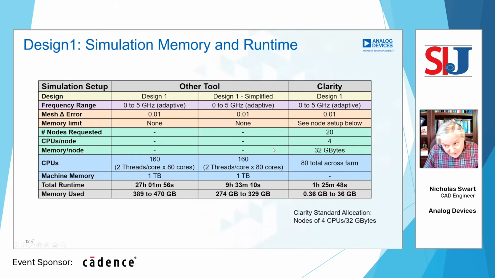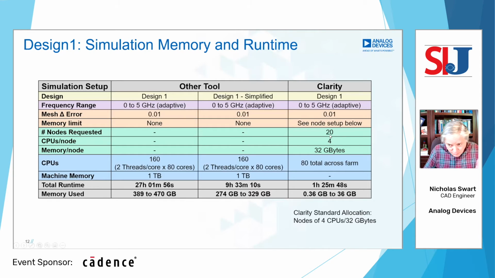Now, turning to Clarity, in the case of Clarity, we ran Clarity on the farm, on our compute farm. We have a very large compute farm at ADI. And when you run a job on a compute farm with Clarity, it makes its resource requests in blocks of 4 CPUs and 32 gigabytes. I'll probably repeat that a few times, but it's just because it's kind of burned in my brain. But 4 CPUs, 32 gigabyte chunks, that's a single resource request.